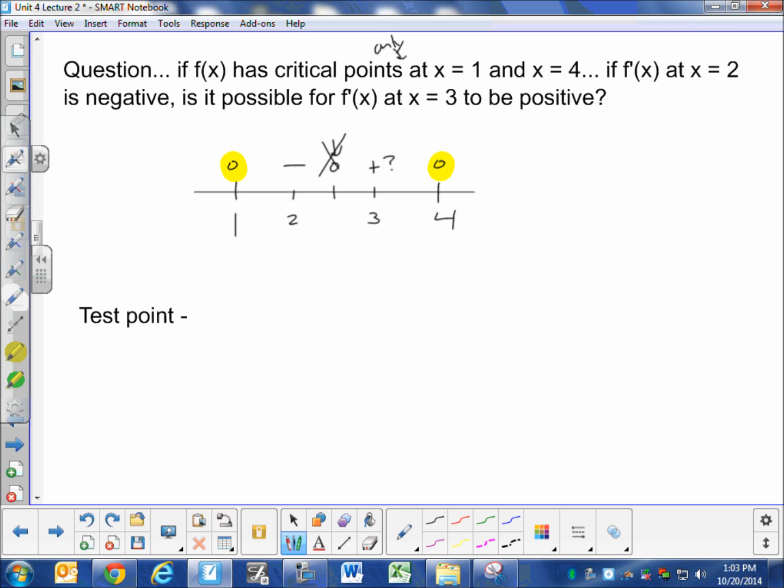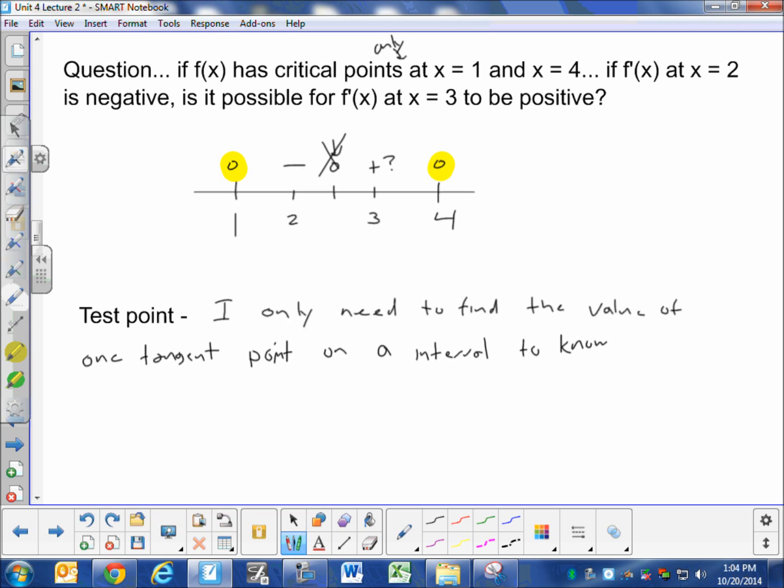Okay, so that brings us to this next thing called a test point. I only need to find the value of one tangent point on an interval to know the sign of all of my tangents. And your interval is between two critical points.